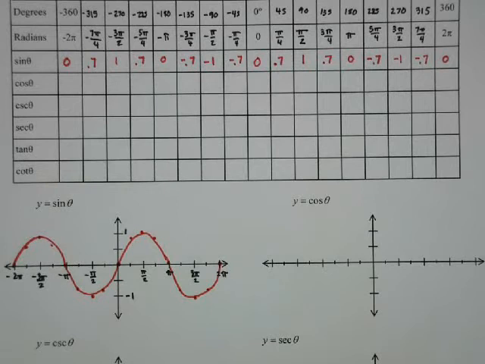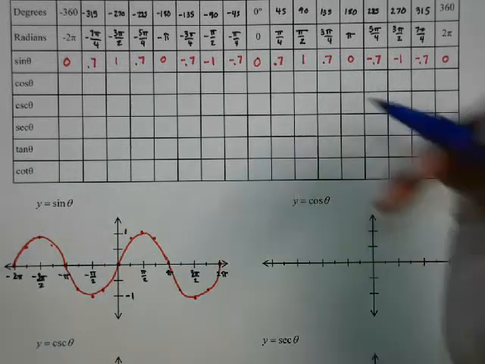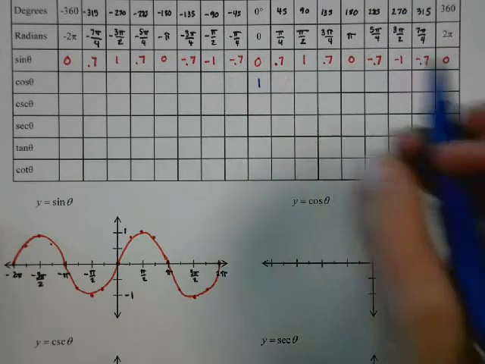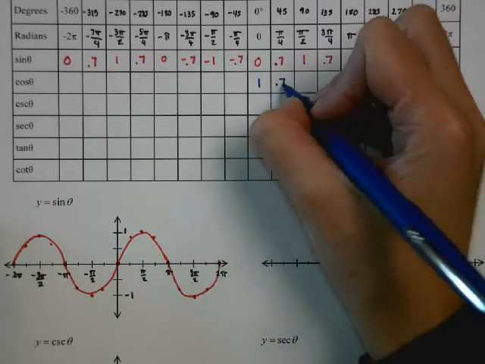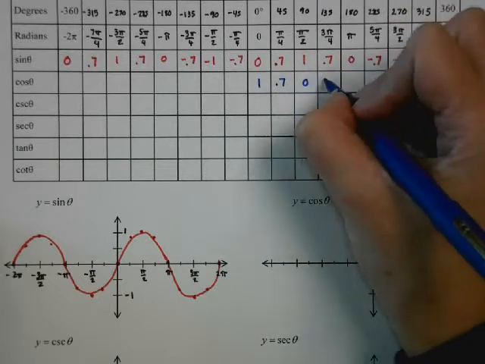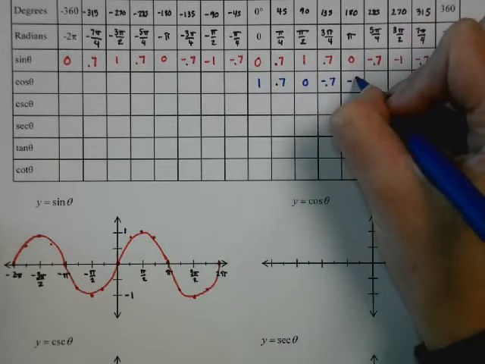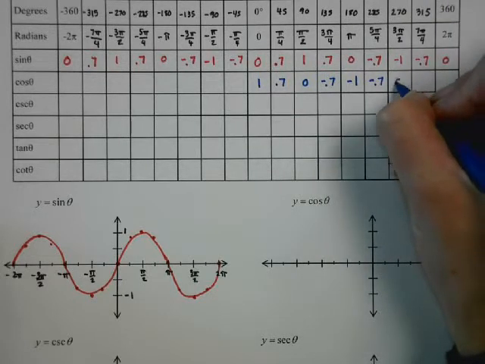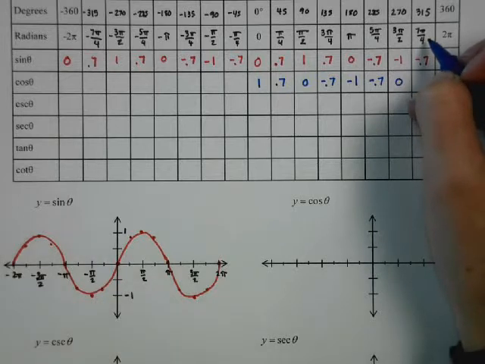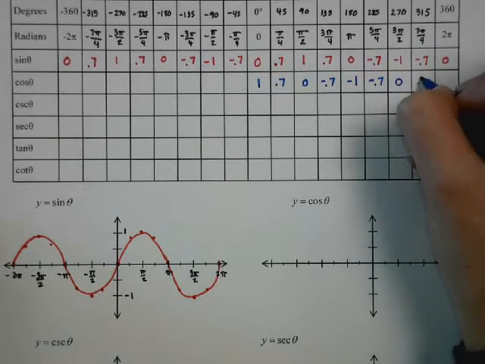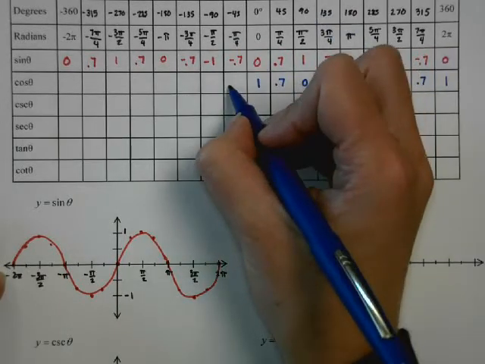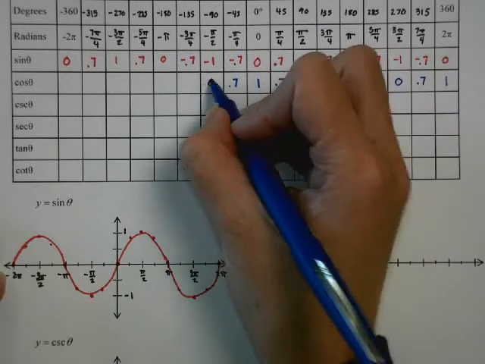So now we're going to fill in the cosine values. Cosine of 0 is 1. We're looking at the x values on the unit circle. Pi over 4 is 0.7. Pi over 2 is 0. Negative 0.7, negative 1, negative 0.7, 0. At 7 pi over 4, our x value is going to be a positive root 2 over 2, and at 2 pi, we're back at 1. Okay, going backwards.